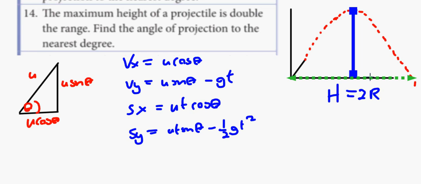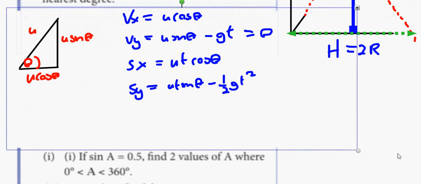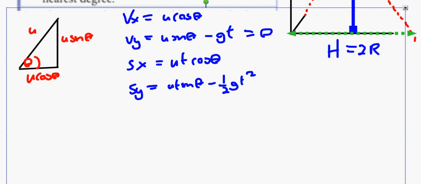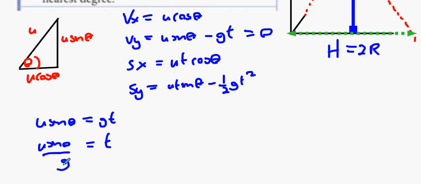We need time of flight. Or you could do it a cheaper way, couldn't you? What's the quickest way to do this almost? Find the time taken for the greatest height. So what happens at the greatest height? Vy equals 0, so this should be easy enough. So it's going to be u sin theta equals gt, and then for greatest height t equals u sin theta over g. If that's the time to the greatest height, what's the time of flight?